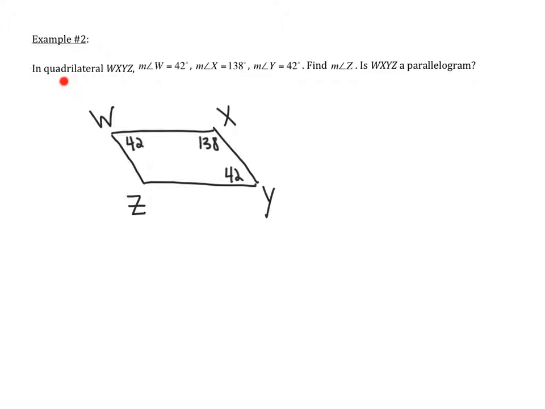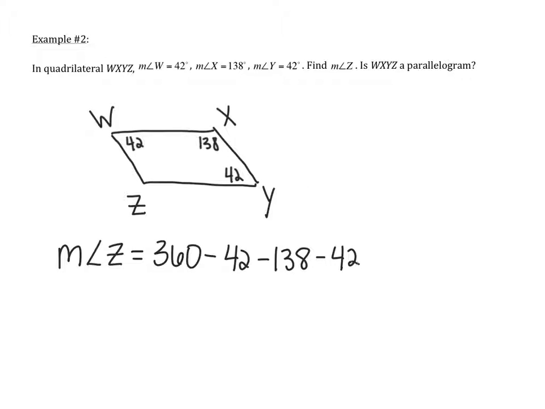Since it's a quadrilateral, we know that the sum of the interior angles of a quadrilateral is 360 degrees. So if we wanted to find the measure of angle Z, like we're asked, we would take the total, 360, minus the 42 of angle W, minus the 138 of angle X, minus 42, which was angle Y, and we'd end up with the measure of angle Z is 138 degrees.